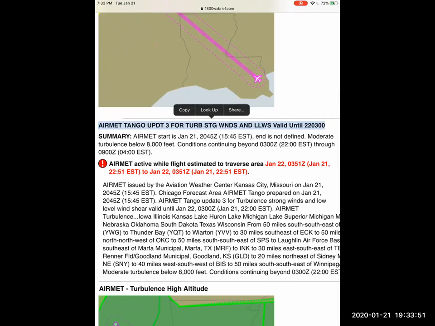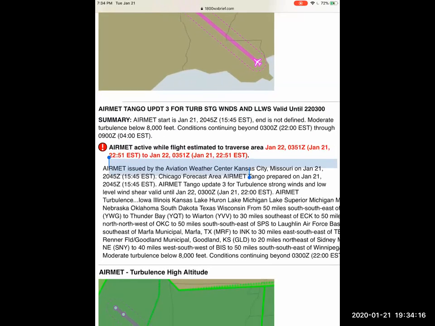The summary, once again, AIRMET start, same time frame. It was created at the same time, 3:45 Eastern. Wind is still not identified or defined. Moderate turbulence, in this case, below 8,000 feet. So that's from the surface to 8,000 feet. Conditions continuing beyond 0300 Zulu to 0900 Zulu. And once again, they give us that red flag. You expect to possibly traverse this area for that portion of the flight at that time frame.